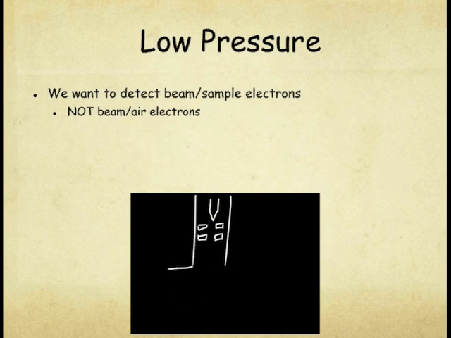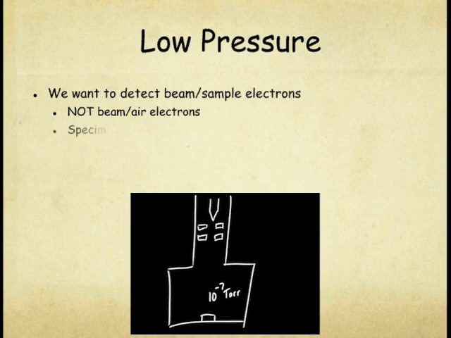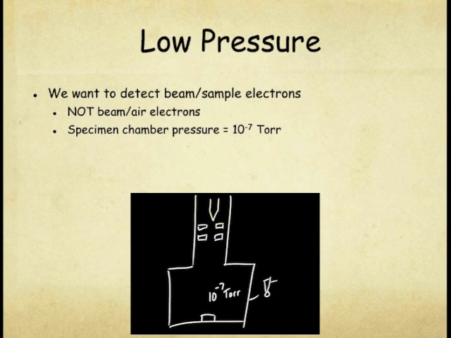For this reason, the chamber pressure is usually kept down around 10 to the negative 7 torr. When compared to atmospheric pressure, which is 760 torr, this chamber pressure is about 10 billion times less than atmospheric pressure. This is actually achieved by use of a turbomolecular pump, which basically draws air out of the chamber.